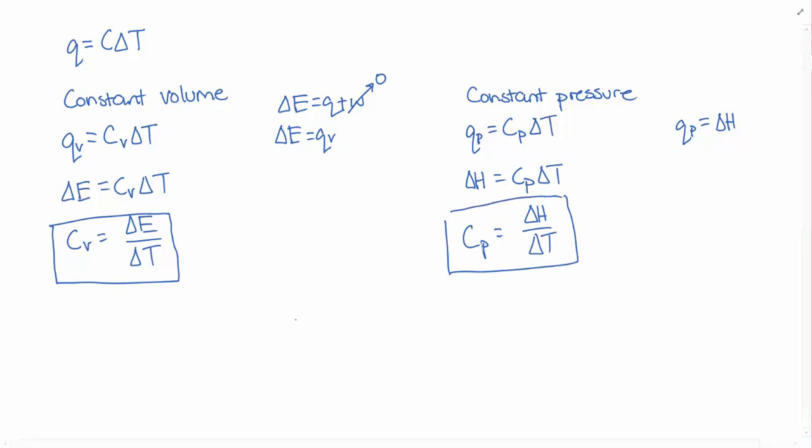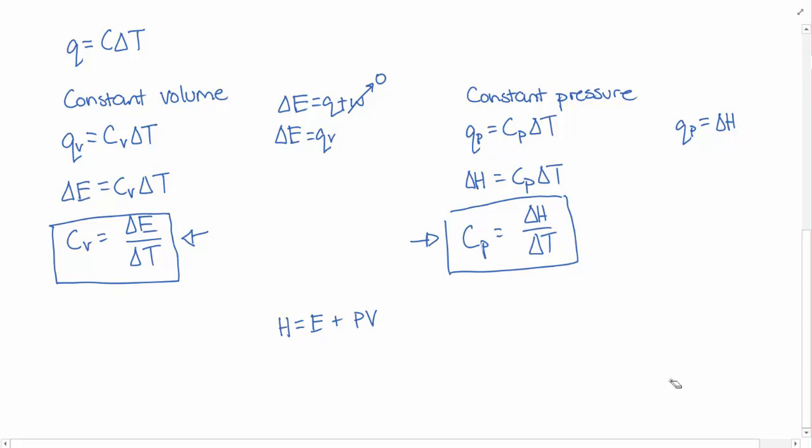Now we know that enthalpy and energy are related, but they're not the same. Enthalpy is defined as energy plus PV. So we can see that because C_V is delta E over delta T and C_P is delta H over delta T, these values won't be the same.